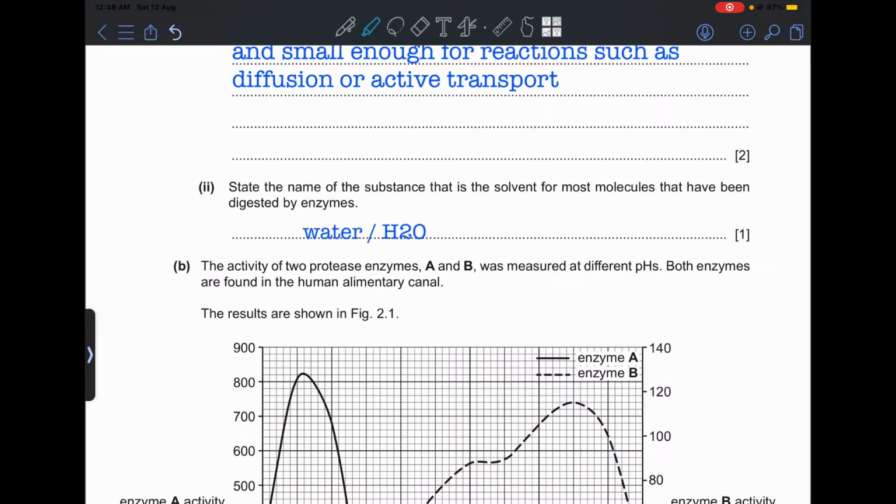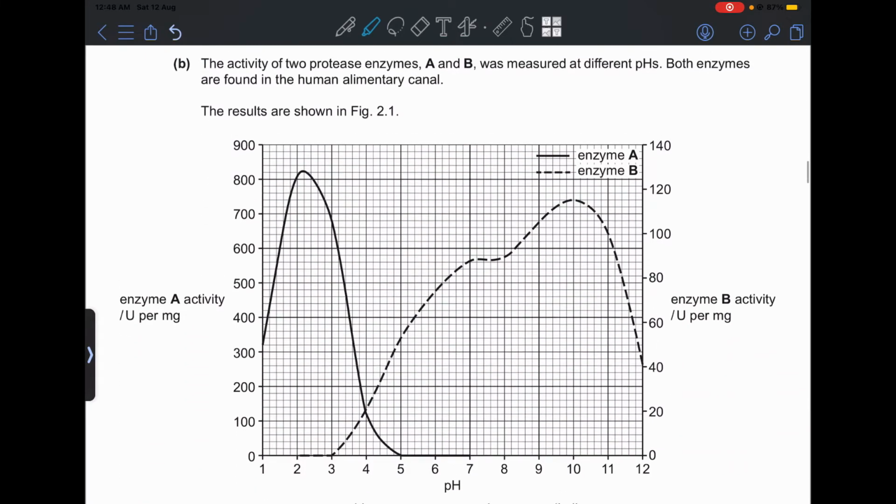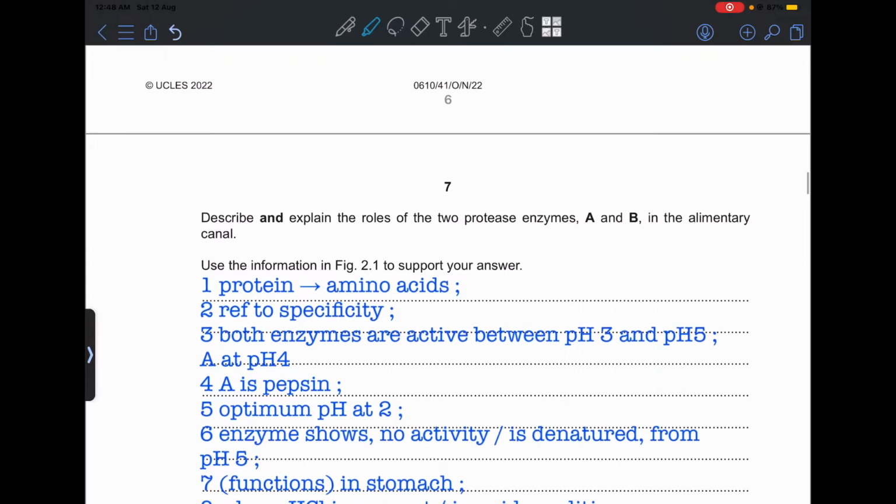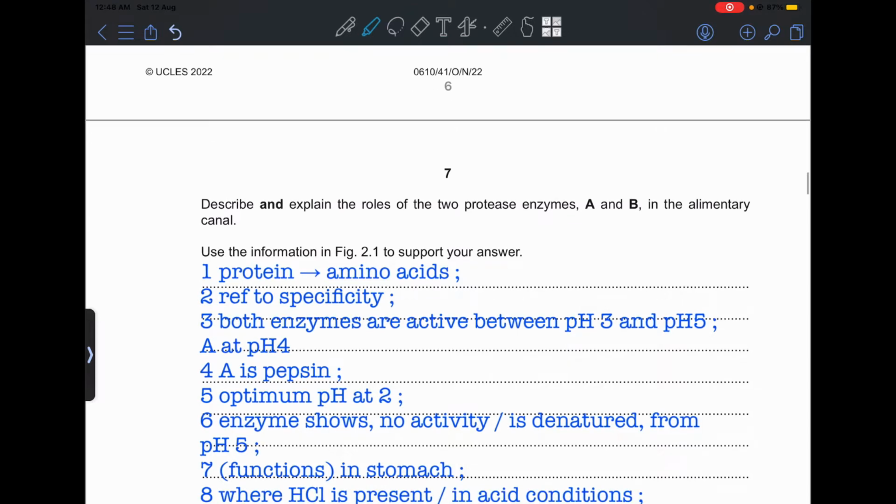Double I, state the name of the substance that is the solvent for most molecules that have been digested by enzymes. This is actually water. B, the activity of two protease enzymes A and B was measured at different pHs. Both enzymes are found in the human alimentary canal. The results are shown in figure 2.1. Describe and explain the roles of the two protease enzymes A and B in the alimentary canal. Use the information in figure 2.1 to support your answer.